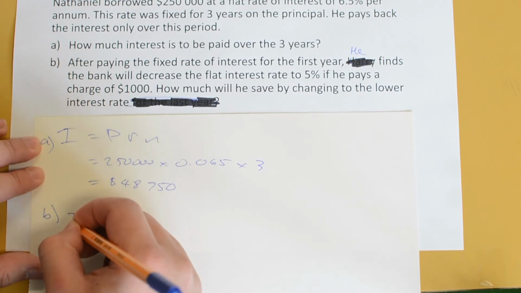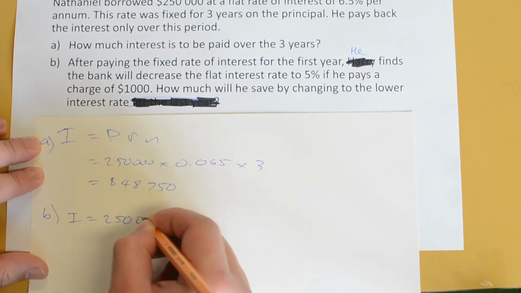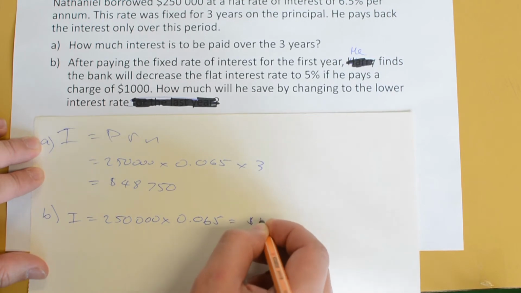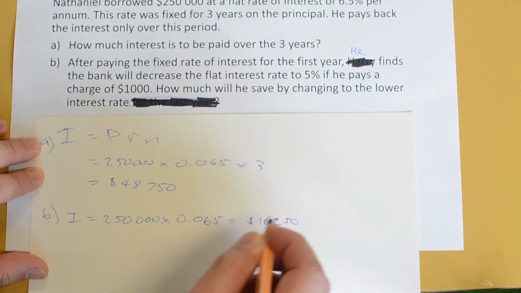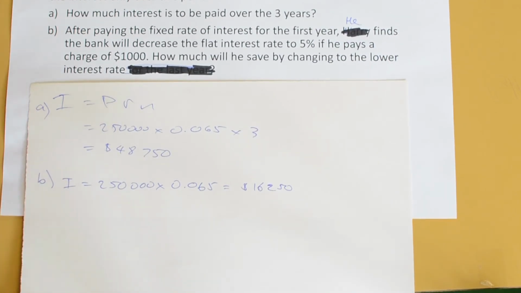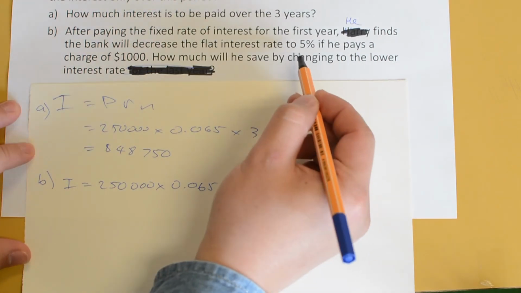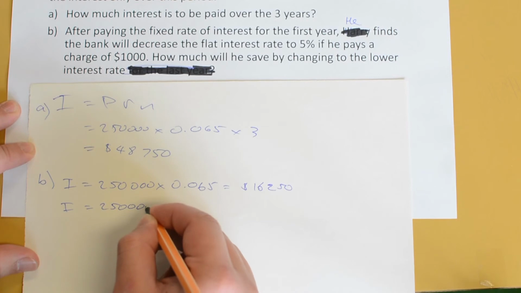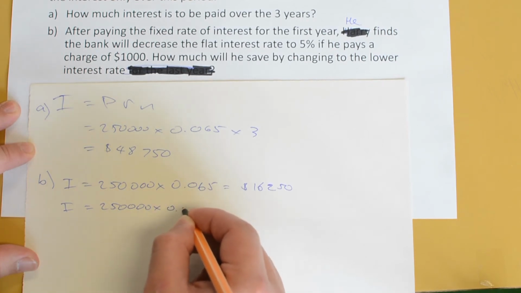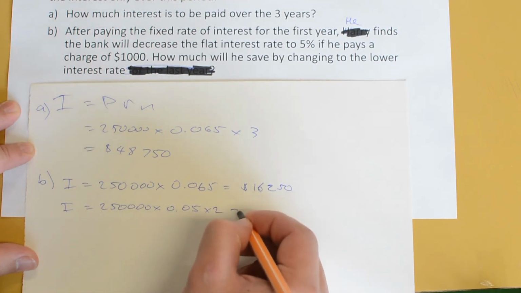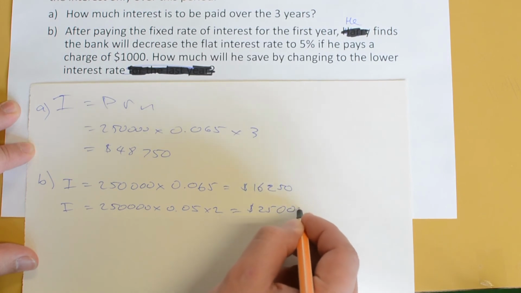So the first year, the interest is going to be $250,000 multiplied by 0.065, and that turns out to be $16,250. That's how much he pays in the first year. Now, the next thing we need to do is figure out how much he pays for the rest of the term. So his interest rate changes to 5% on the same principal. So 0.05, and there are 2 more years remaining, so times by 2. In the calculator we get $25,000.